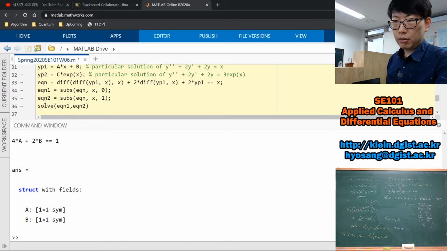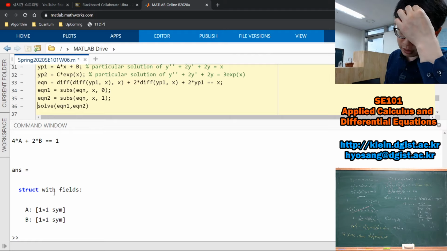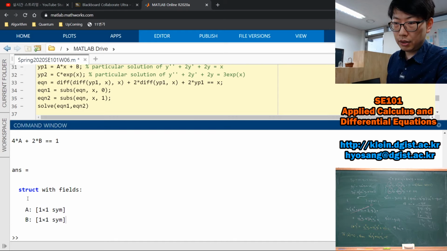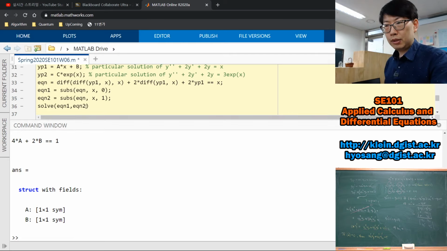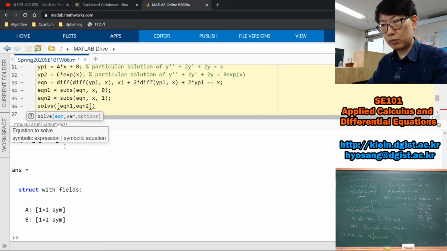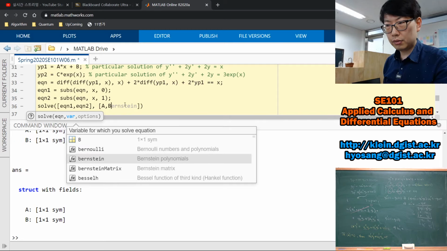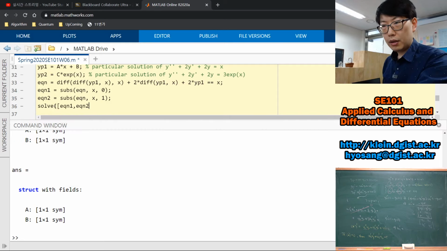So basically the result shows you the answer, but not clearly and not explicitly. It says the answer is some kind of a structure element with these fields. The reason it shows this type of result is that I didn't specify what variable I'm trying to solve for. Same answer, sorry. So the same thing here.